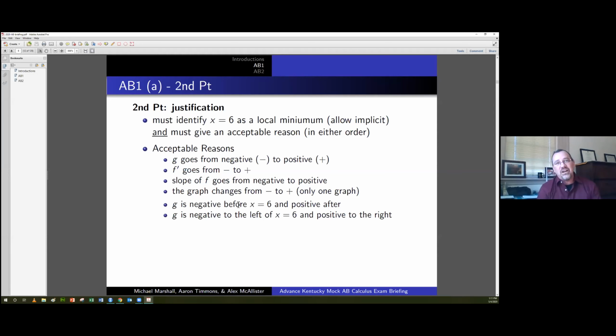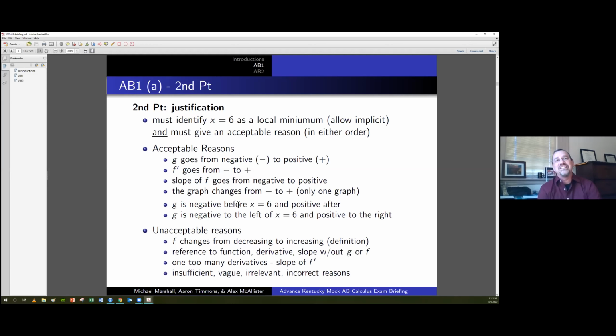You might also see them talk about this in terms of, right, using words to articulate what's going on and think about almost kind of the description of reading from left to right. That would be another way that a student could give their justification for why we have a local minimum. Unacceptable reasons. So we also need to acknowledge those.